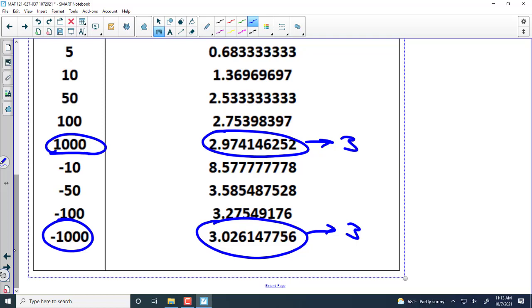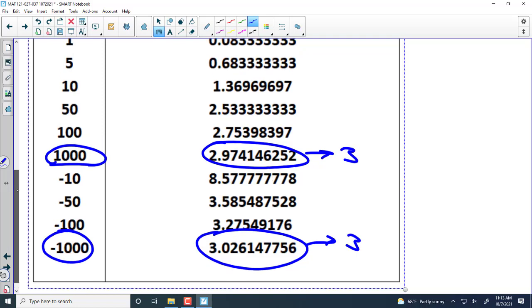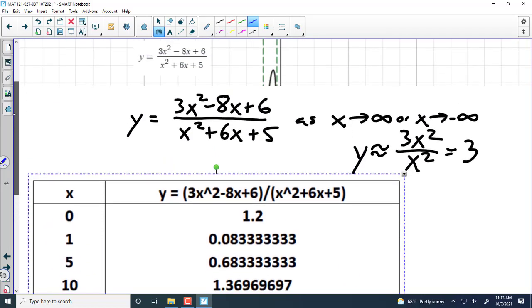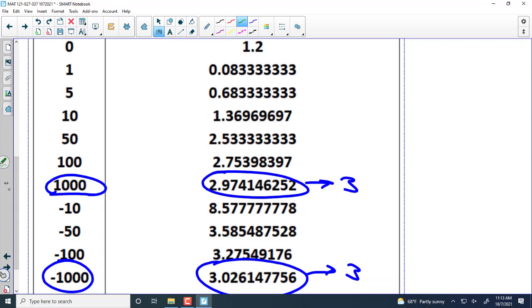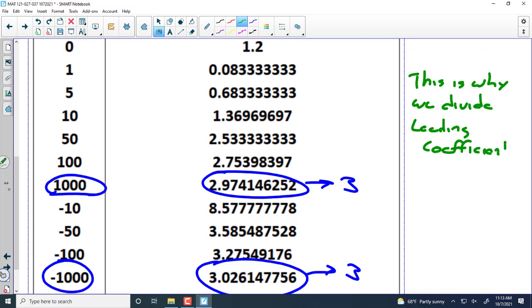Why? Because the x squareds are keeping up with each other, but the one on top, in this case, will always be 3 times as big. That's why we divide the leading coefficients. When the degrees match, because they can keep up with each other, we put in larger and larger values of x.